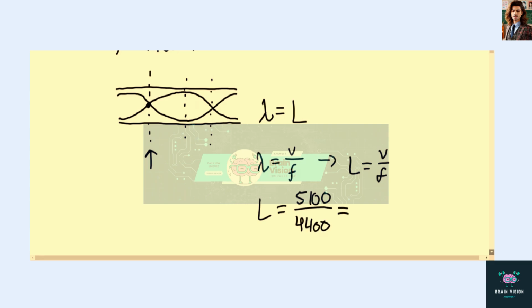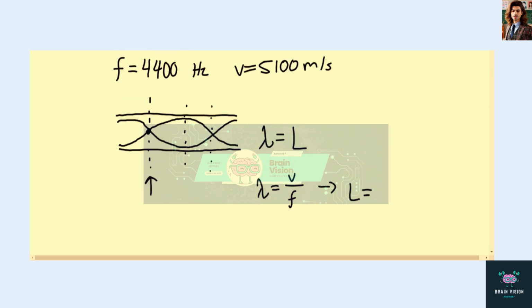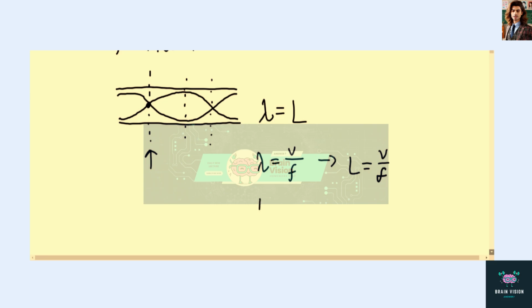So we can say that lambda, the wavelength, is equal to v divided by f, which then we can just replace lambda with L, which is what we're trying to solve for. So L is equal to v divided by f. So L is going to be equal to 5,100 divided by 4,400. If you calculate that out, you should get that the length of the rod is 1.16 meters. And that's our answer.